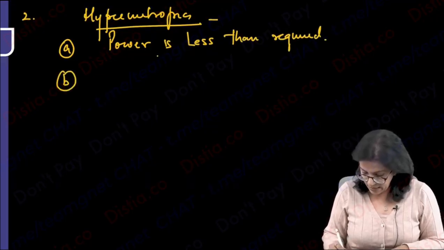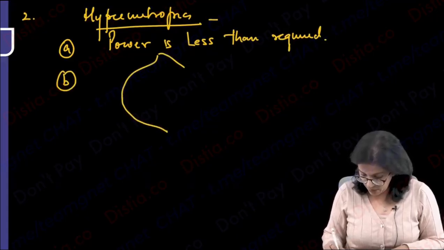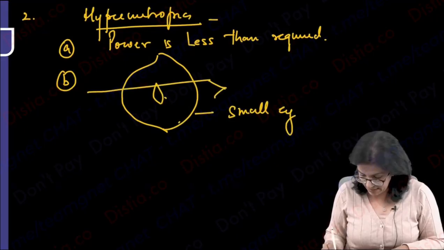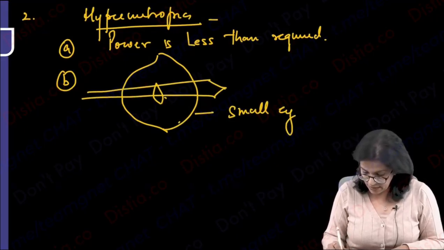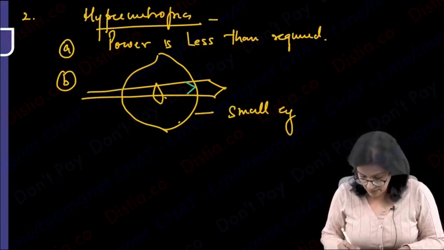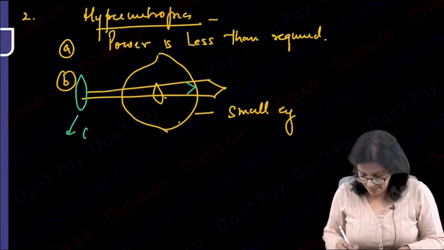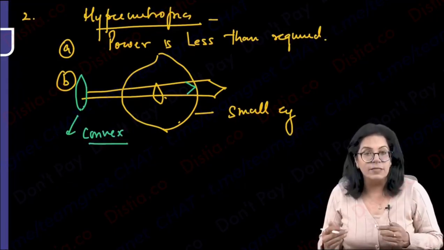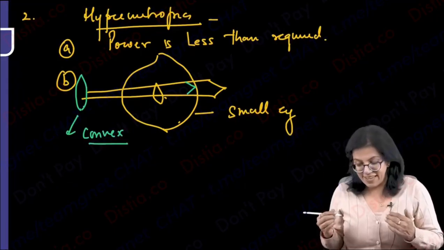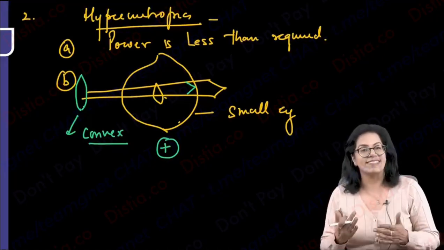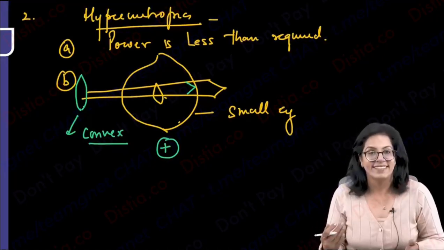This time the eye is small, isn't it? A smaller eye, and light rays are focused behind the retina. I need the focusing on the retina. So I am going to increase the power with convex lenses. How much I need to increase the power will be the measure of my hypermetropia, and therefore we always indicate hypermetropia as plus. How much we are increasing.